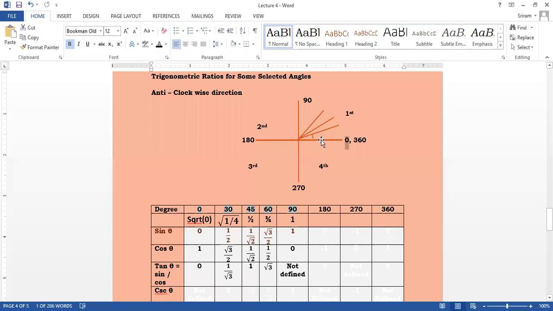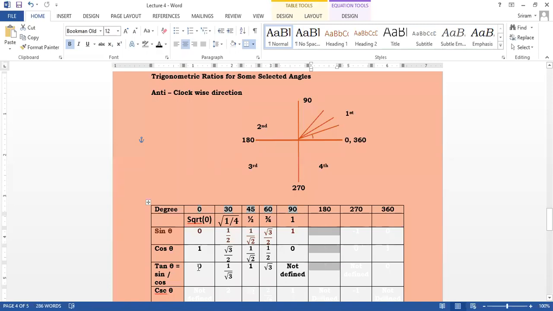So here we are taking the quadrant. On 0 we will take plus. So for 180 we will take minus. So whatever values we are having for 0, we are going to take the same value, but with a minus sign.